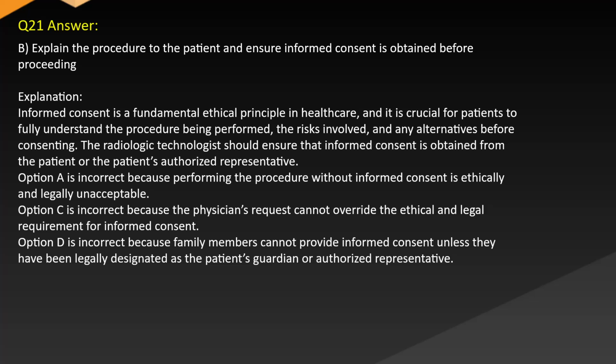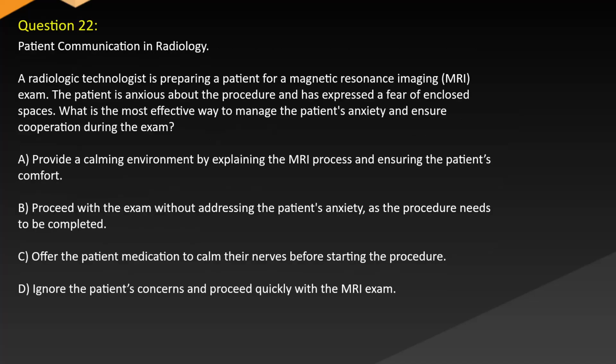Option A is incorrect because performing the procedure without informed consent is ethically and legally unacceptable. Option C is incorrect because the physician's request cannot override the ethical and legal requirement for informed consent. Option D is incorrect because family members cannot provide informed consent unless they have been legally designated as the patient's guardian or authorized representative.